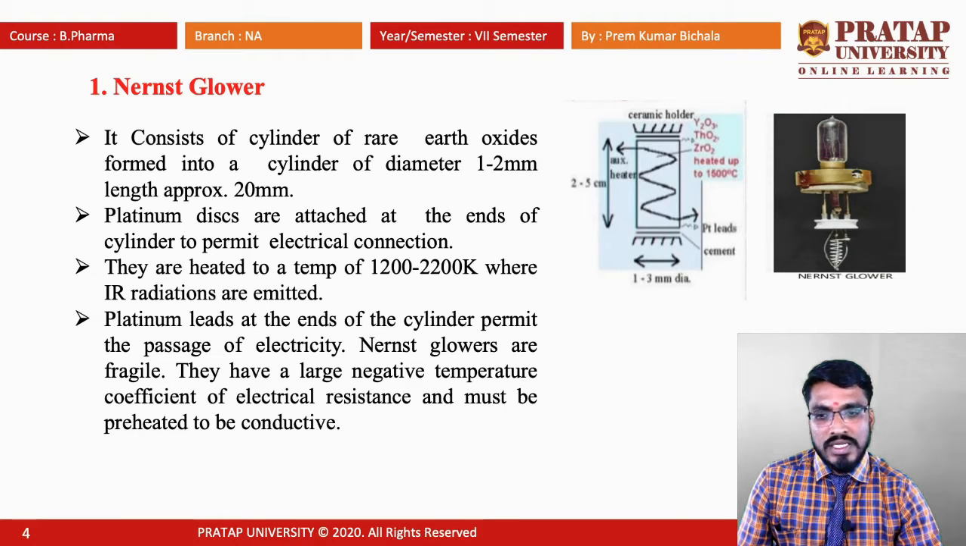Nernst glowers are fragile. They have a large negative temperature coefficient of electrical resistance and must be preheated to be conductive. Before starting the experiment by using IR spectroscopy, where the Nernst glower is used as source, we should preheat it to the proper temperature which we require, that is 1200 to 2200 Kelvin. At that temperature only, we should get the evolution of IR radiation.